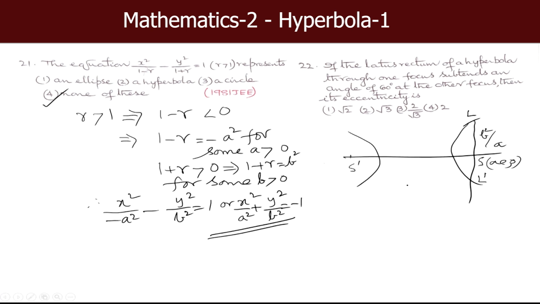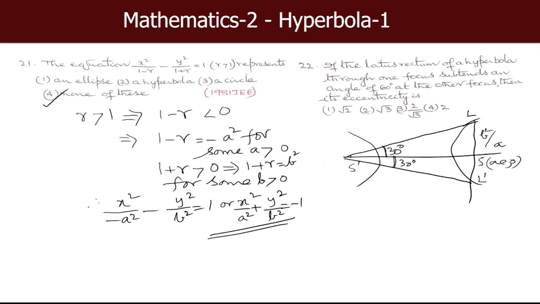If you join S dash to L and also S dash to L dash, this whole angle is 60. That means this is 30 and this is 30. Both are equal because they are congruent triangles. These two are equal. This is a common side and this is a right angle triangle. So, two right angle triangles, if two sides of one are equal to two sides of the other, they are congruent. So, these two angles must be equal. And therefore, the transverse axis bisects the angle between S dash to L and S dash to L dash.